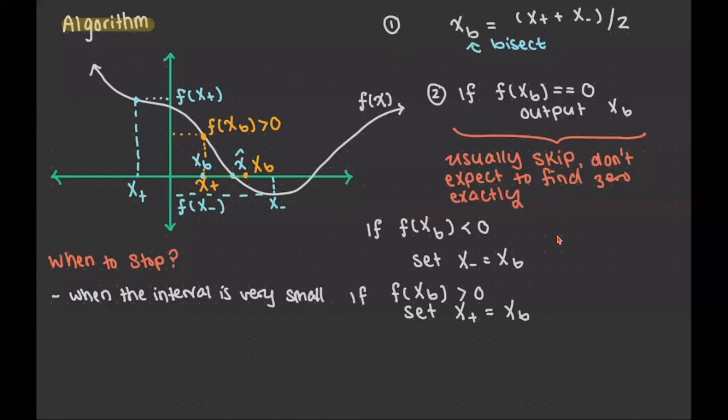Another place where you could stop is when f of xb, and we should put it in absolute value, is very small. So you can either stop when the interval is small or when your function evaluated at the point is very small. In the next video, we're going to talk about how we actually implement this in MATLAB.